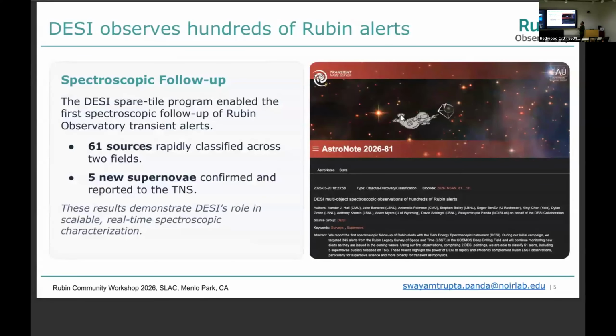Also, we are in an era where we are not alone with single instruments or facilities. One very nice example is that DESI observations have followed up hundreds of Rubin alerts. The moment we started sending alerts in February, we have been doing spectroscopic follow-up with DESI's Spare Fiber program, and we have got up to 61 sources rapidly classified across these two fields, mostly in those first coming fields from COSMOS and XMM-LSS. Five new supernovae were confirmed and reported to the TNS, and multiple known AGNs were also detected from these first alerts.